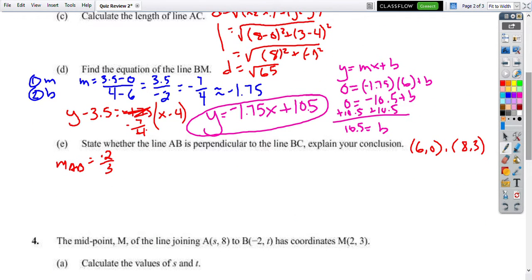All right, so let's do it. So y2 is 3 minus y1, 0 over x2, 8 minus x1, which is 6. That gives me 3 over 2. So our first slope is negative 2/3, right? This is the slope of BC, which is 3 over 2. So we can say that yes, they are indeed perpendicular.